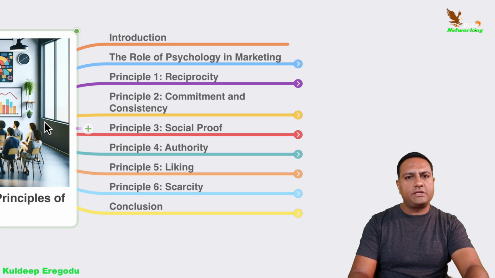The role of psychology in marketing. Principle 1, reciprocity. Principle 2, commitment and consistency. Principle 3 is social proof. Principle 4 is authority. Principle 5 is liking. Principle 6 is scarcity. Finally, the conclusion part.